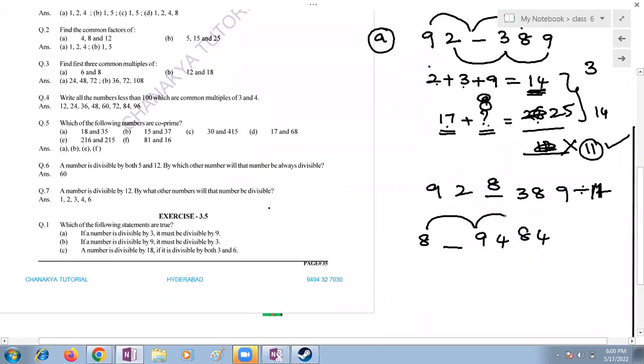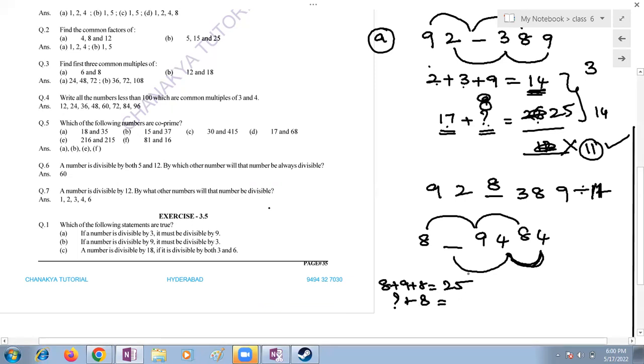You can check the alternate digits. 8 plus 8 is 16, 24, 25. Yes, this is one pair of alternate digits. The sum should be 25: 8 plus 9 plus 8 equals 25. Another is 8 plus a question mark plus a question mark; I don't know one digit. So now the difference should be either 0, or 11, or a multiple of 11.